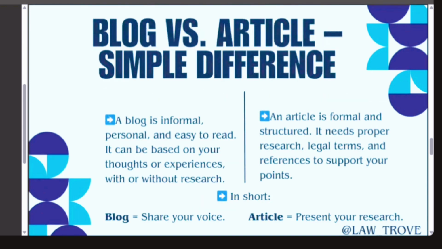Okay. Then in the last session we discussed blogs and articles. So there might be a question: what is the difference between a blog and an article? So let's discuss it. A blog is informal, personal, and easy-to-read content, and it can be based on experience or thoughts, and it is with or without research. This is the point that should be noted here.